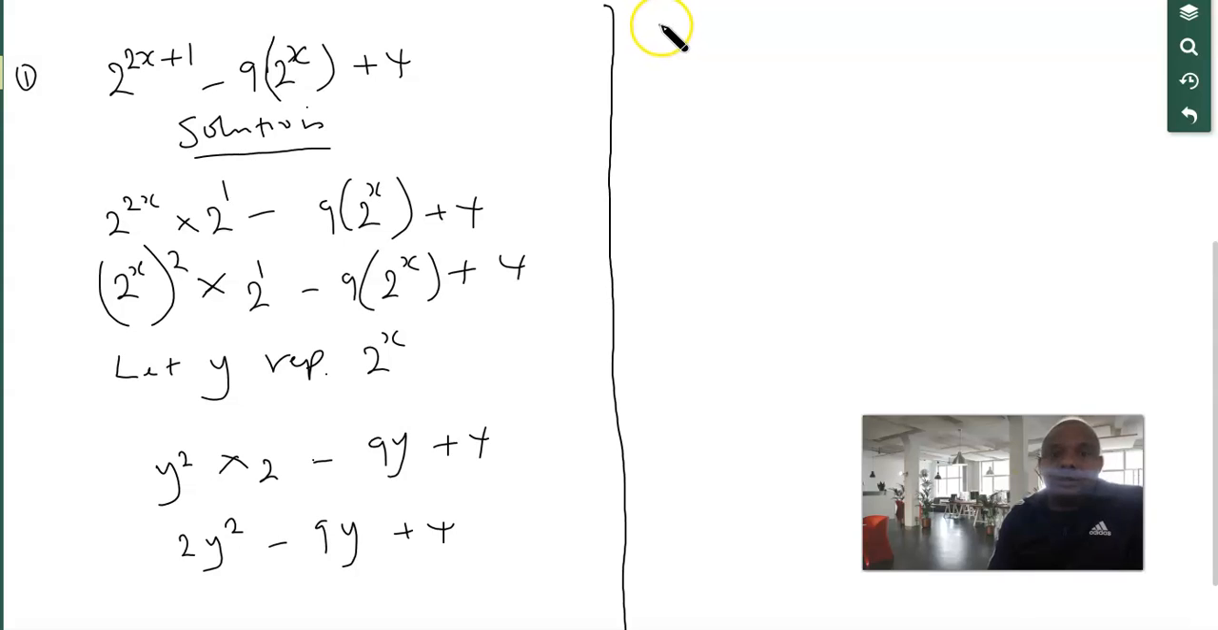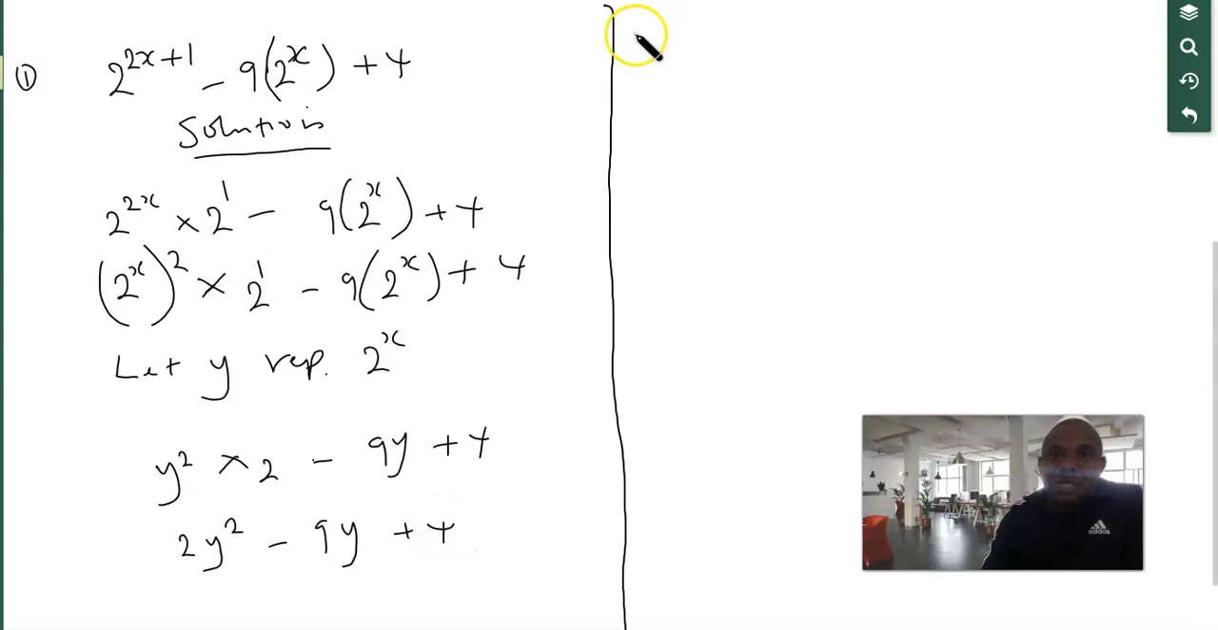So I'm going to go ahead and factorize, because the quadratic equation can now be factorized. For you to factorize a quadratic equation, I want to give a little light on how to do it. For this type of quadratic equation, you can first of all multiply 2y squared with 4.